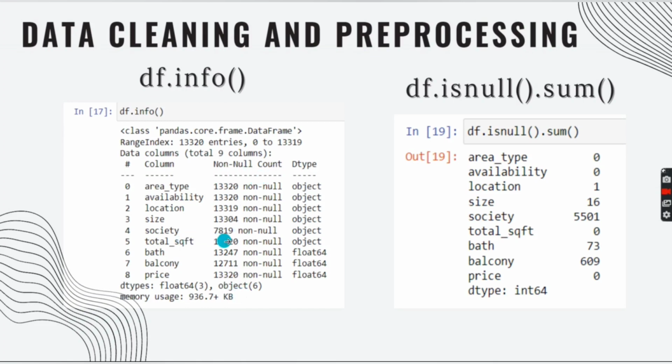Here the society column has 5501 null values, which is 41.29 percent, as we saw earlier. So we only get to see 7819 non-null count here. We also get to see the data type, dtype, as written in the column in the info section. Similarly, when we use the df.isnull().sum() function, we get to see the direct null values available in the particular columns. So these are two ways where we get to see the information: df.info and null values with df.isnull().sum().